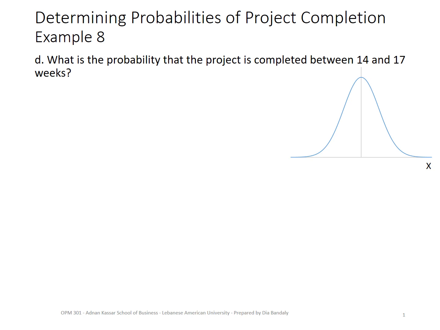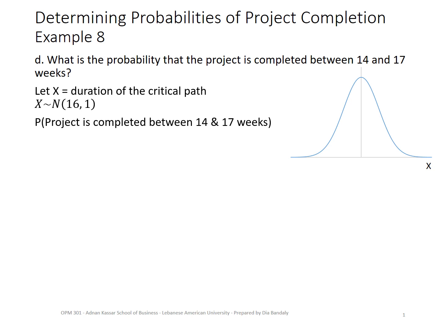Okay, part D now. The question is about the project completion between two durations. I will always start by saying X is the duration of the critical path, which allows me now to write the original question in terms of X. I need the project to be completed between 14 and 17 weeks.